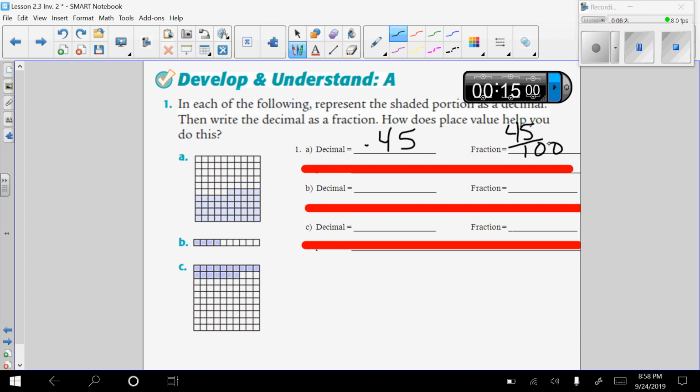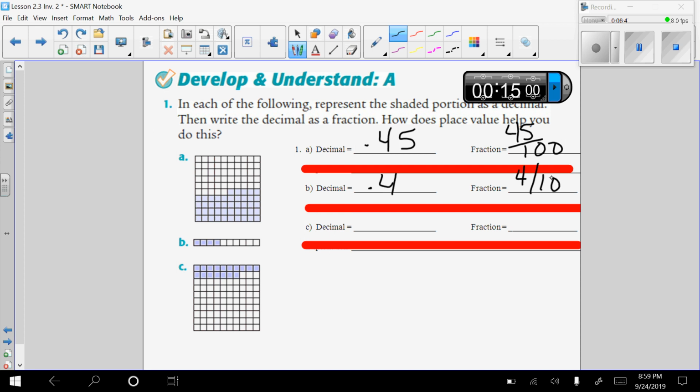Look at B. B is a 10 stick, and 4 of them are shaded. So that means 4 out of the 10, or 4/10ths of them, are shaded, or I would write the fraction exactly as I say it. 4/10, 4 over 10.